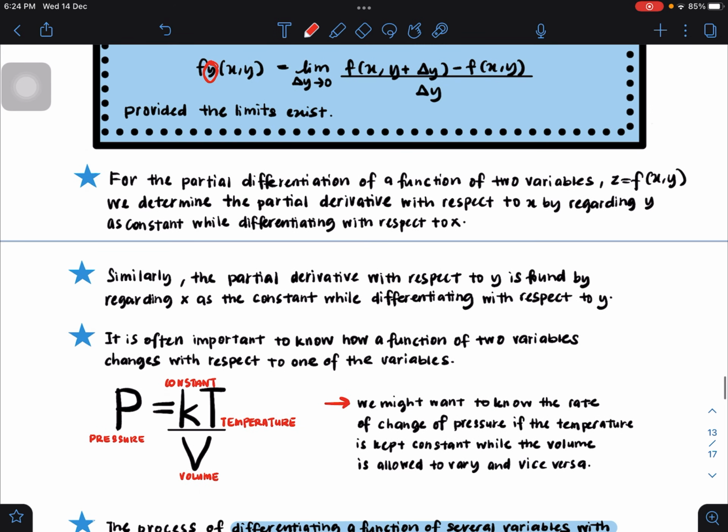For the partial derivative of a function of two variables, f(x,y), we determine the partial derivative with respect to x by regarding y as a constant. So when you differentiate with respect to x, you will get f_x. This is the meaning of the partial derivative in the direction of x. So when you differentiate x, you consider y as a constant. Similarly, the partial derivative with respect to y is found by regarding x as the constant while differentiating with respect to y. If you want to find the derivative in the direction of y, then x is constant. If you want the direction of the tangent line in terms of x, then y is a constant.